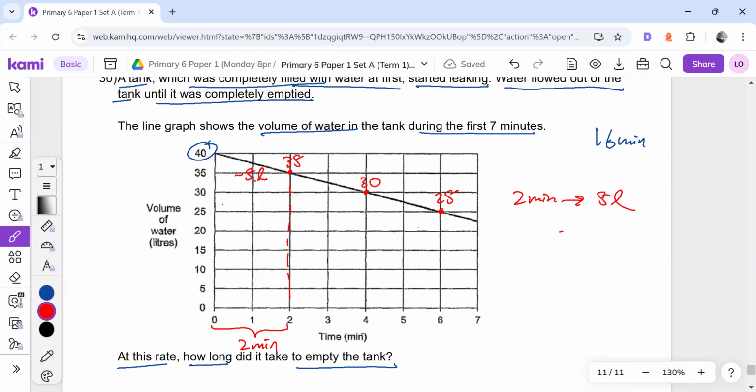So how long does it take for the whole tank to be completely emptied? Then you take 40, because the whole tank is 40 liters, right? Okay, do you see the arrow again? The arrow is the jumping method. So 5 times 8, 40. 2 times 8, 16. So how long will it take for the whole tank to be completely drained? The answer, it will take 16 minutes for the whole tank to be emptied.